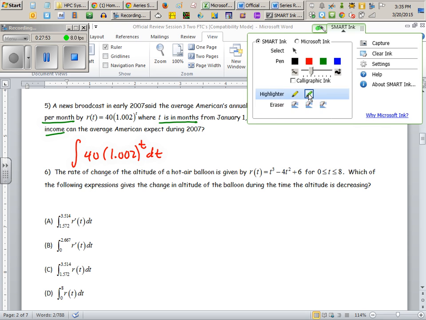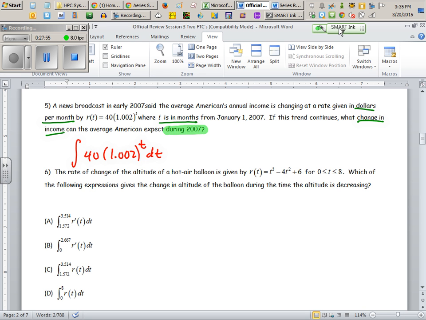Now it says during 2007, and T is measured from January 1st, 2007, measured in months. So how many months are there in 2007? 12. So you would actually need to integrate all 12 months to get the full year effect here. So you're going to put a 0 and a 12 here. Here the limits are sort of implied but not stated, so you have to really think about it. During 2007 is a full 12 months. Time 0 is January 1st. So you're good. Type it in.